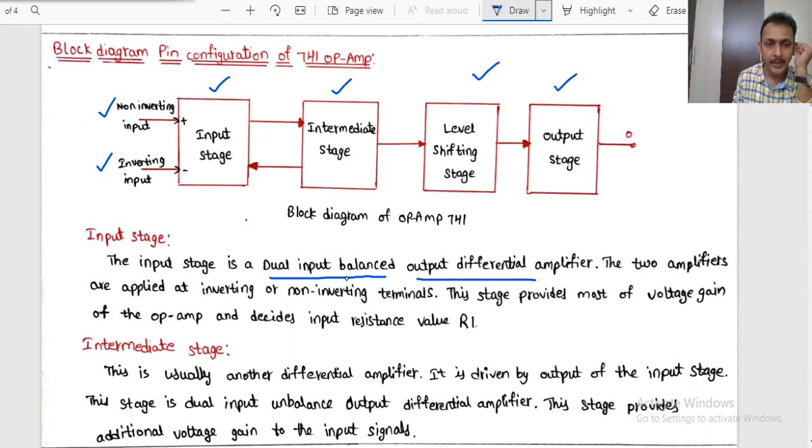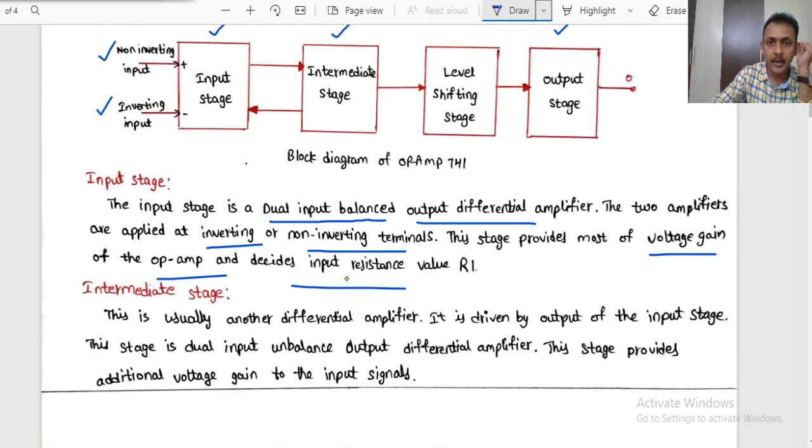Now the two inputs are applied at the inverting and the non-inverting terminals, and this stage is going to provide most of the voltage gain of the op amp and decides the input resistance value Ri. Coming to the intermediate stage, the output of the input stage is given to the intermediate stage. This stage is nothing but a dual input unbalanced output differential amplifier, and it is going to provide some more additional voltage gain to the input signals.